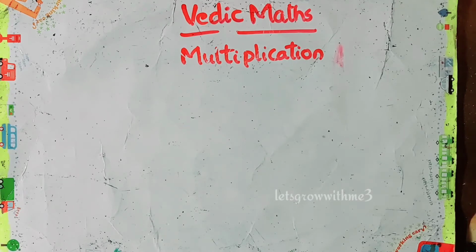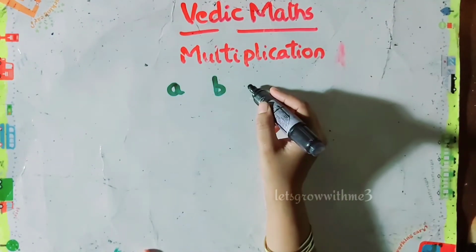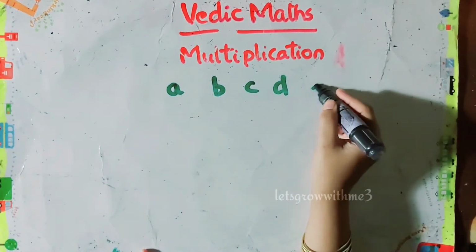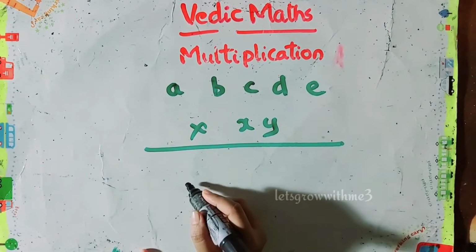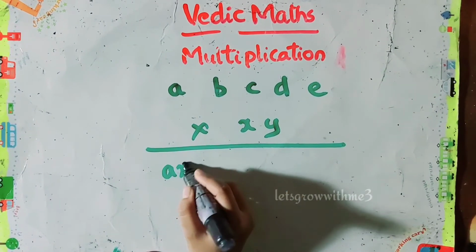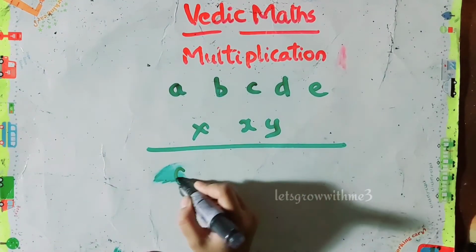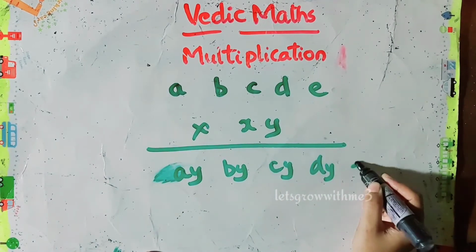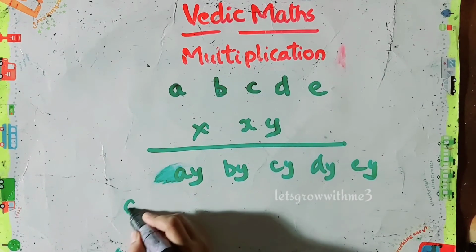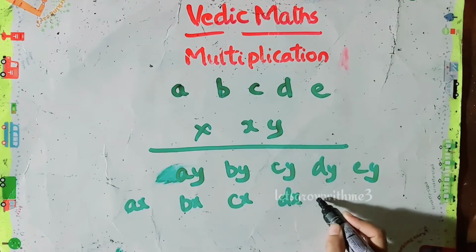When we are taking 5 digit times 2 digit, the multiplier is 5 digit, like A, B, C, D, E, and the multiplicand is 2 digit, for example X, Y. So how will we do it? The concept is the same, only the number of crisscrosses differs from one example to another. When you multiply, first we will get AY, BY, CY, DY, and then EY. When you multiply with X, it is AX, BX, CX, DX, EX.